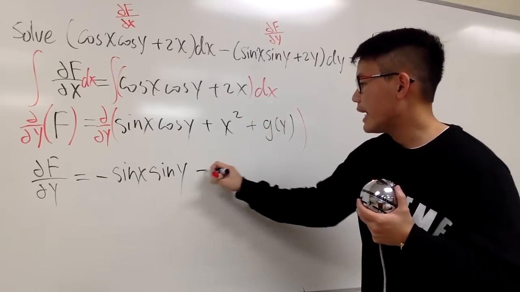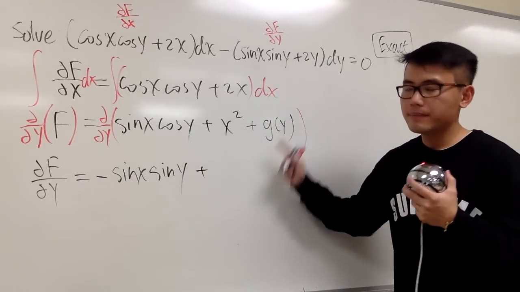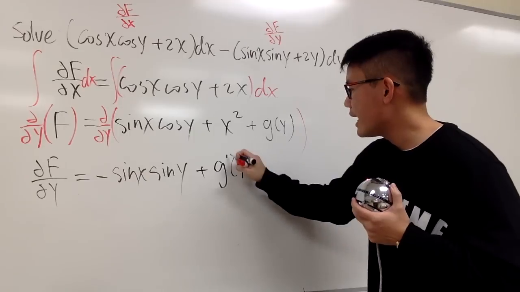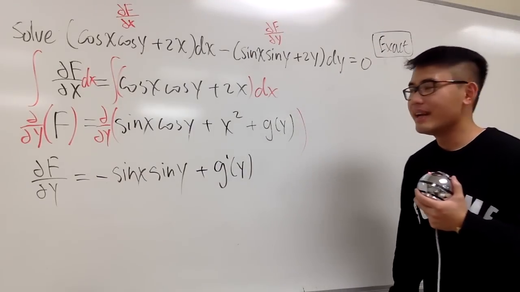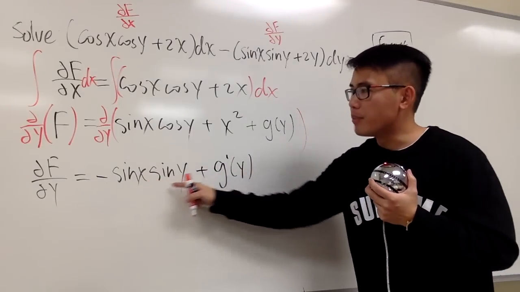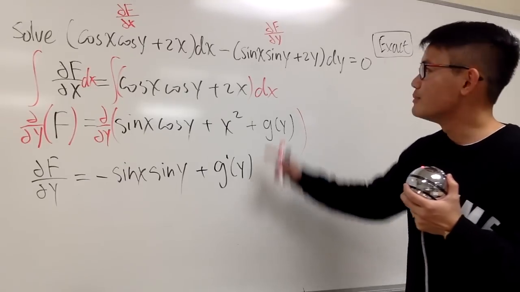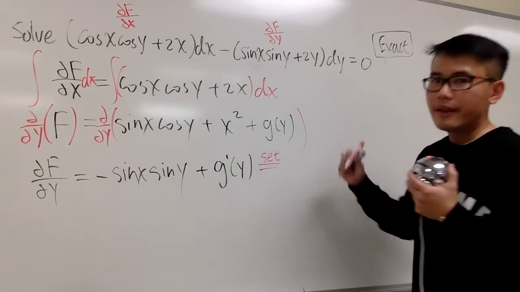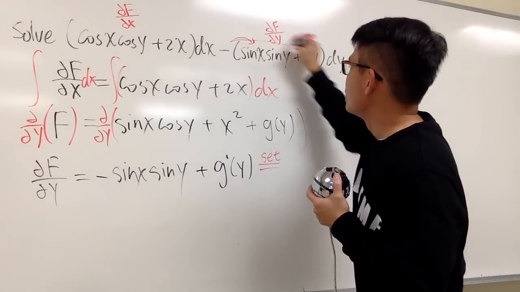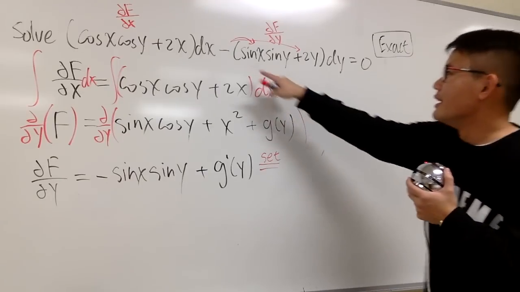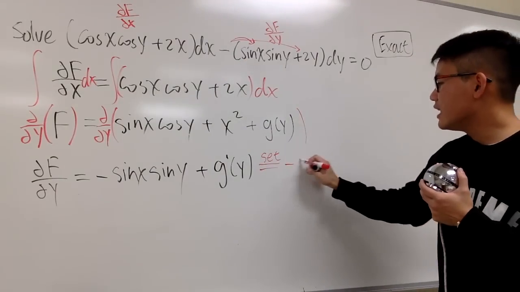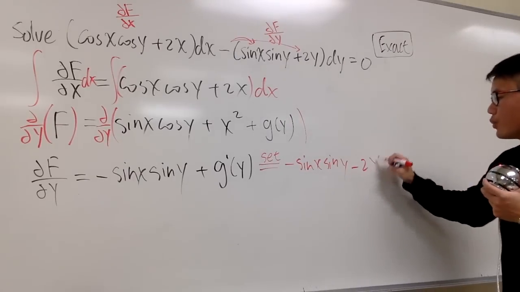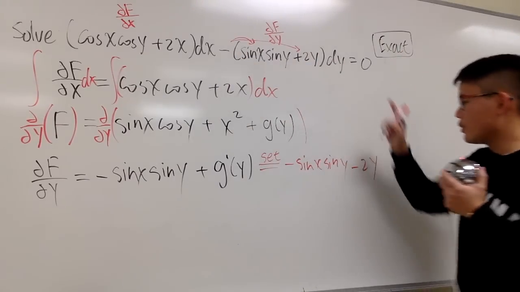And then right here we add, this is the function of y. So when we differentiate that with respect to y, we will get g prime of y. This is what we have. Now, you see, this is the partial of f with respect to y, it has to match with that. So I'm going to set this equal to, and right here, let me just distribute the negative sign into the parentheses. Okay, I think it's kind of bothering me. So let's do that. Put it down as negative sine x sine y, and then minus 2y.